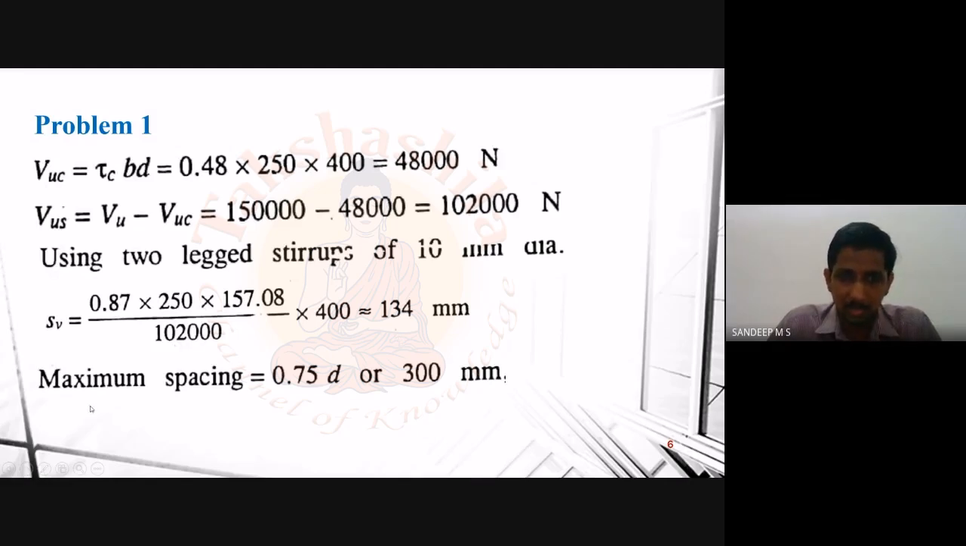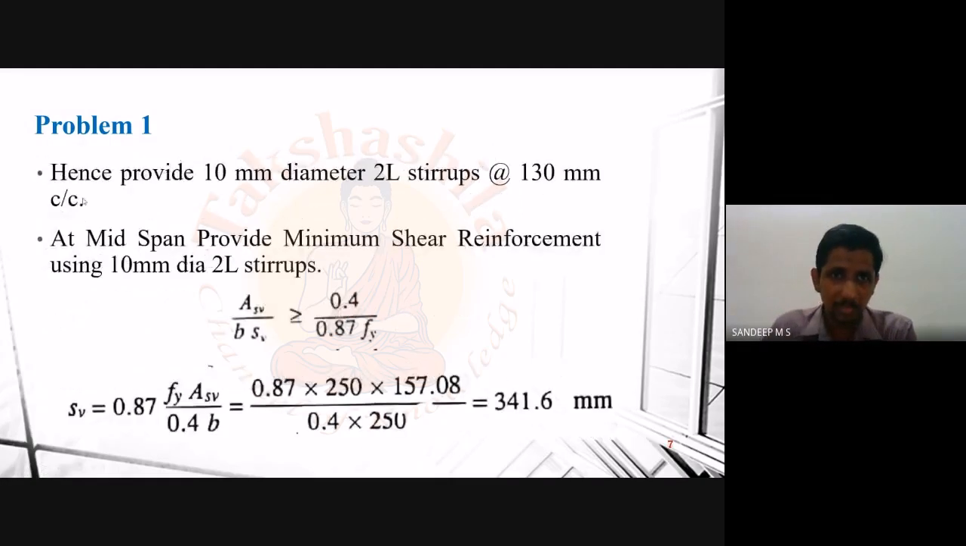As per the code, the maximum spacing should be restricted to 0.75 d or 300 mm, whichever is minimum. Basically, you have to calculate both of these and compare them with the spacing you obtained in your calculation, and you always have to give the smallest value of these three cases. In this particular case, you have to write a statement like this: hence provide 10 millimeter diameter 2-leg stirrups at 130 millimeter center to center spacing. This is how you should conclude. And also, as a final result of any design problem, you have to provide a detailed drawing.